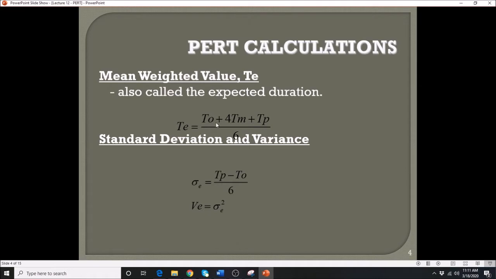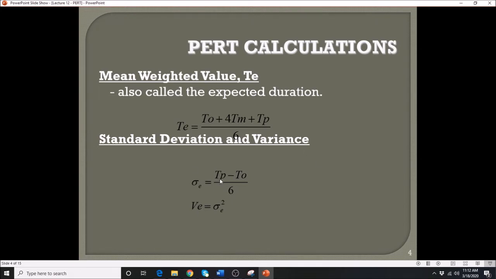Now, who will be responsible for determining your TO, your TM, and TP? Of course, it will be the project manager, who will be utilizing every resource, including his experience, to figure out those three different durations. In addition to that, we are going to determine the standard deviation and variance of each given activity. You'll notice here there is a subscript of small e. So what is the standard deviation?